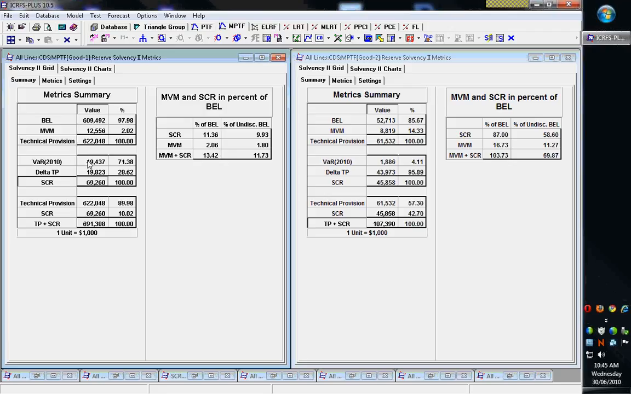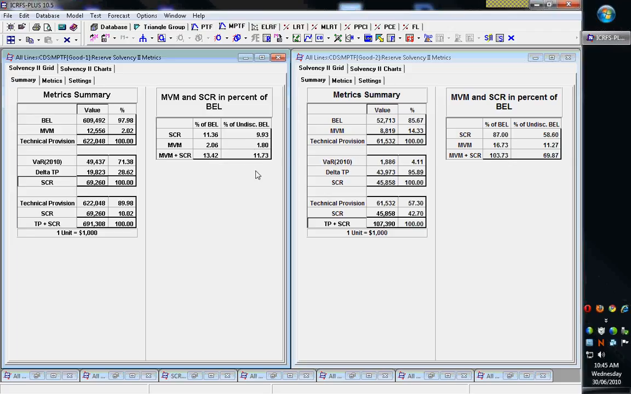Well, one reason is the fact that the delta TP and VAR for the next year is about the same as the difference between the undiscounted BEL and the discounted BEL. Obviously, you're adding MVM into your technical provisions as well. So as a percentage of undiscounted BEL and discounted BEL, MVM plus SCR is a relatively low percentage that you're adding on. And as I said, that corresponds roughly to the percentage that you would get from discounting.